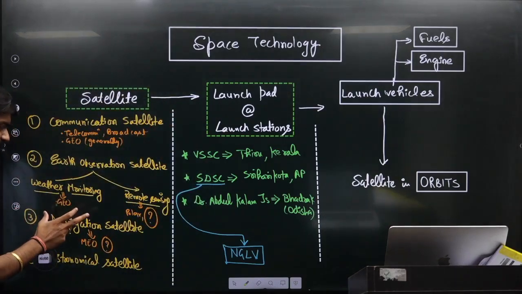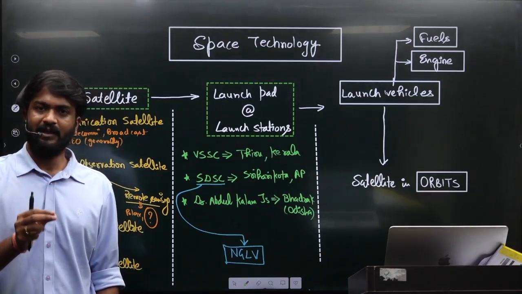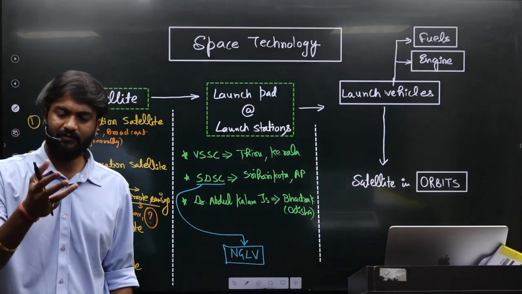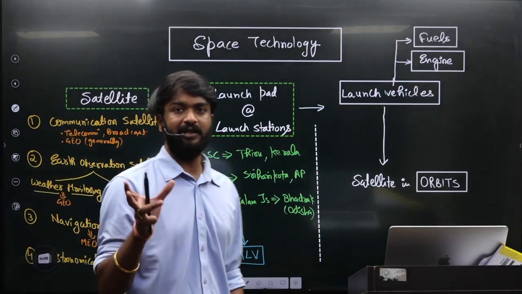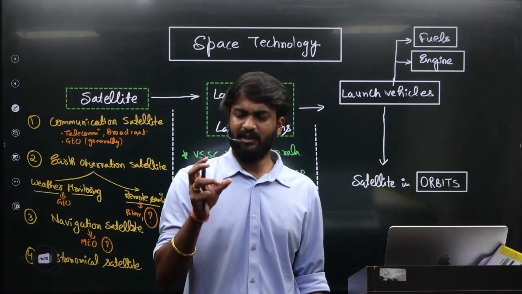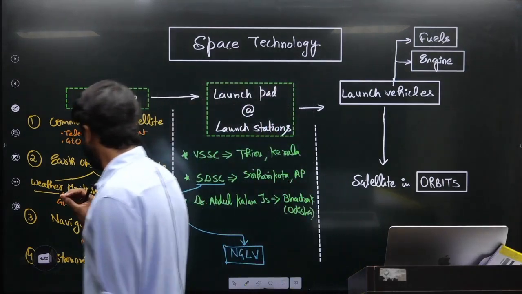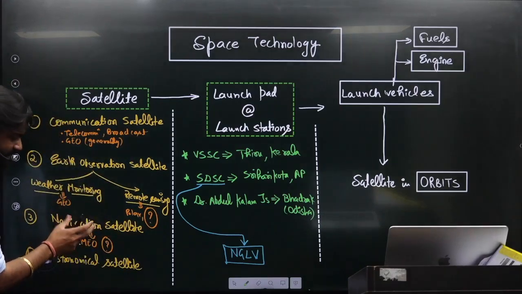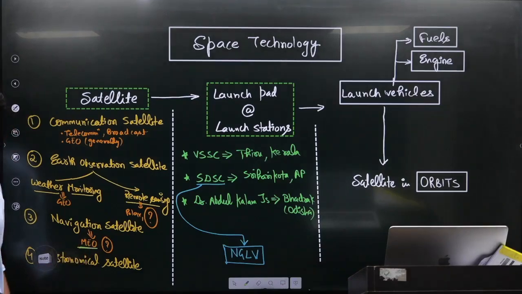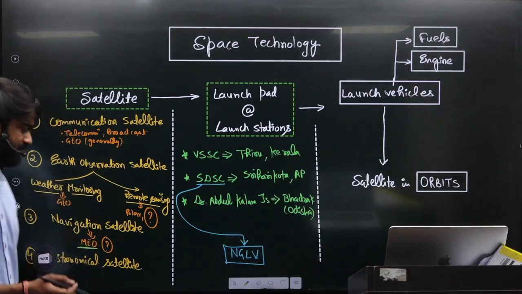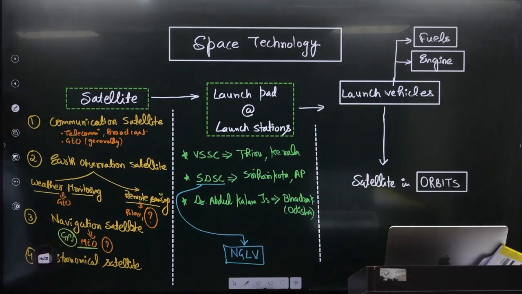So for navigation satellites, first of all the accuracy should be monitored, the latency should be moderate, and at the same time you don't need many satellites, right? You need a moderate number of satellites. Now in navigation satellites, we are generally putting these satellites into the medium Earth orbit. If you see the GPS system of the USA, the satellites are placed in the medium Earth orbit.